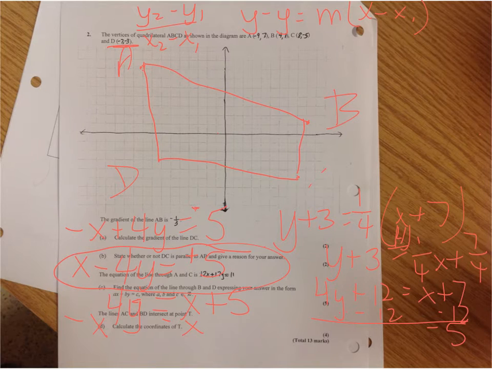So when I distribute the negative, it becomes plus 5. So x minus 4y equals 5. And then it says to calculate their intersecting points. So you can do one of two things.